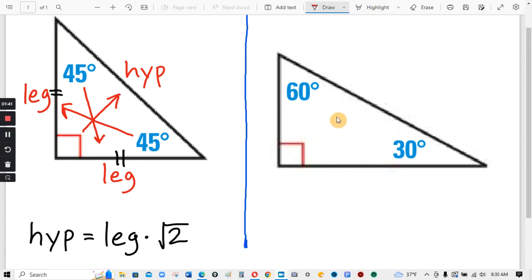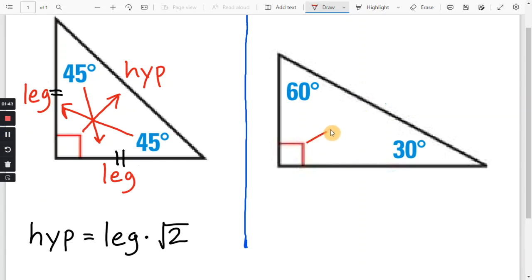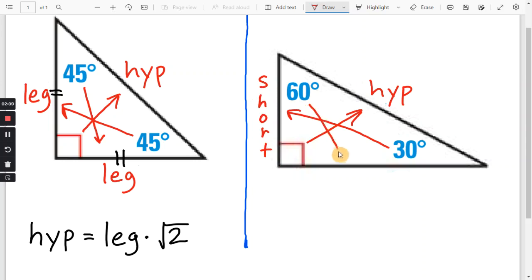Now for the 30, 60, 90, once again, you go across from your right angle to the side, and that is always your hypotenuse. You go across from the 30-degree angle to the side, and that is considered your short leg. So I'm just going to write short. And if you go across from the 60-degree angle to the side, that is considered your long leg. So I'll just write long.